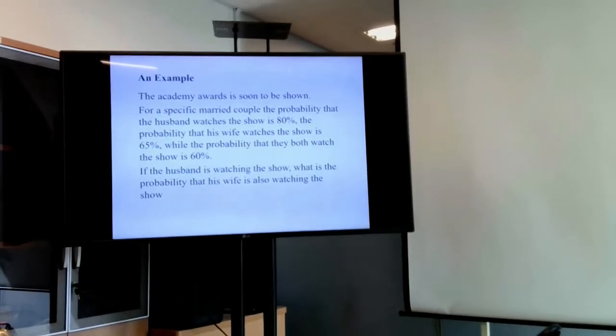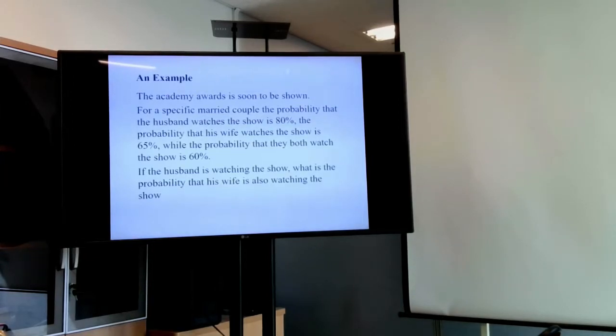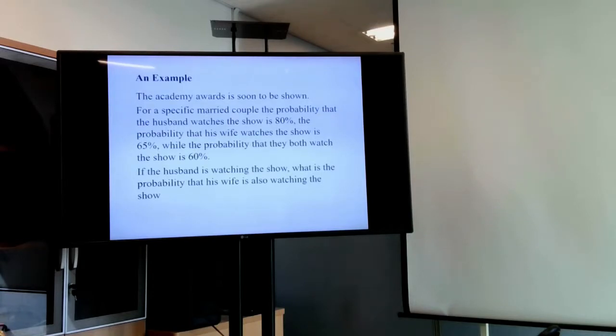0.75. W for wife and H for husband. And the P of H is 0.8 and P of W is 0.65 and P of H intersection W is 0.60.